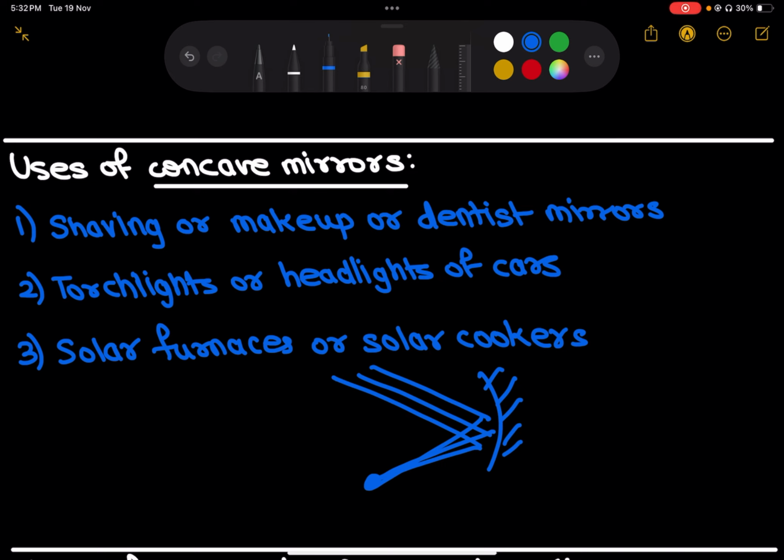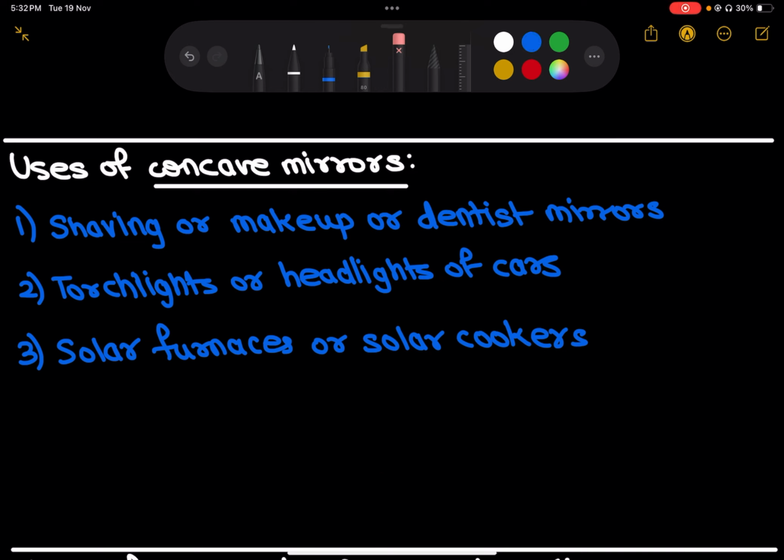So concave mirrors are used for these three purposes. Now we'll see convex mirrors, the image formation by convex mirrors, and uses in the next part.